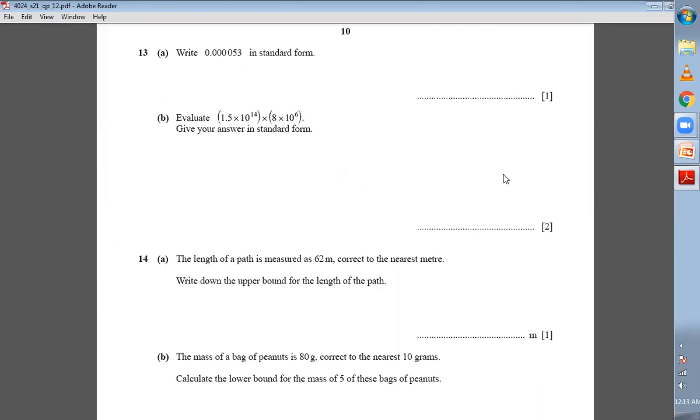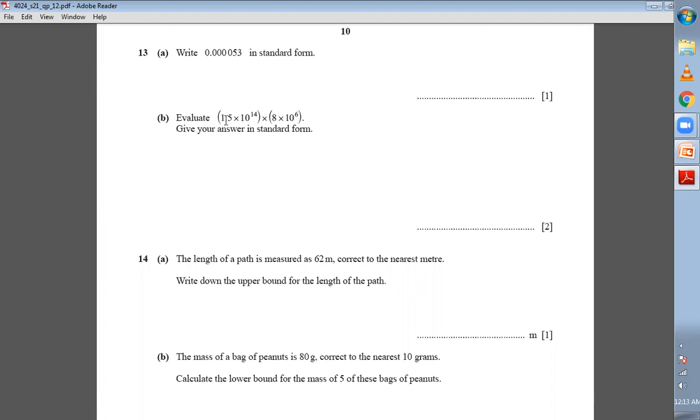Question number 13, it says, write 0.000053 in standard form. So I will move this decimal 1, 2, 3, 4, 5 steps to the right, and it will become 5.3 into 10 raised to power minus 5. Okay, so let me show you.